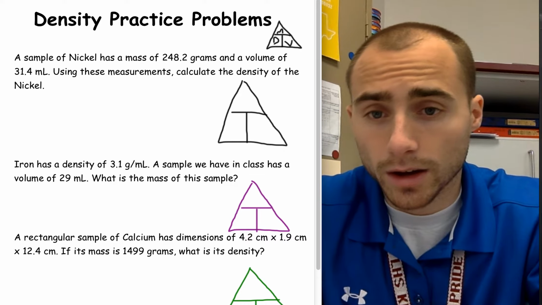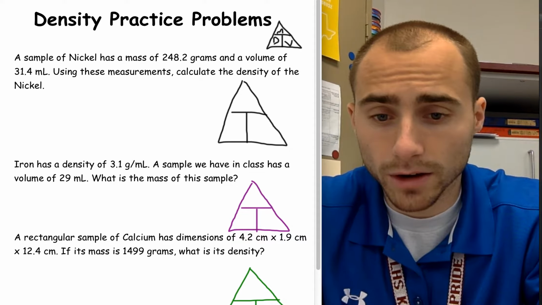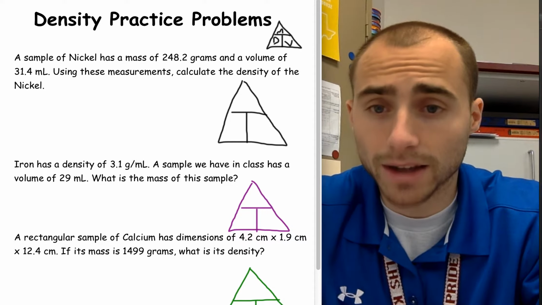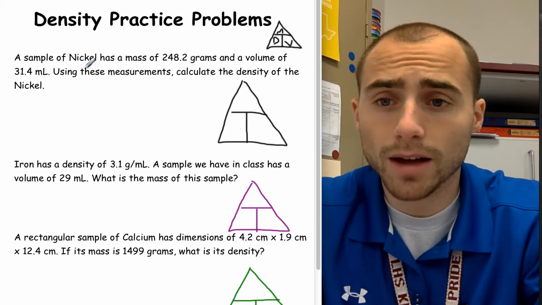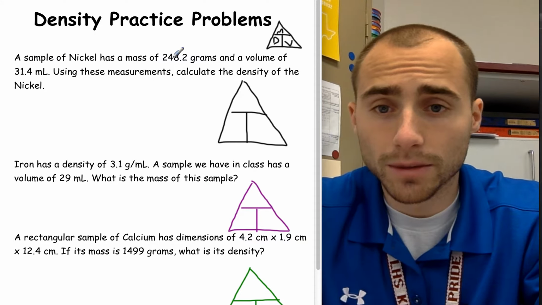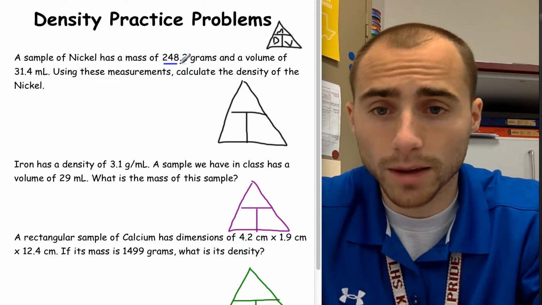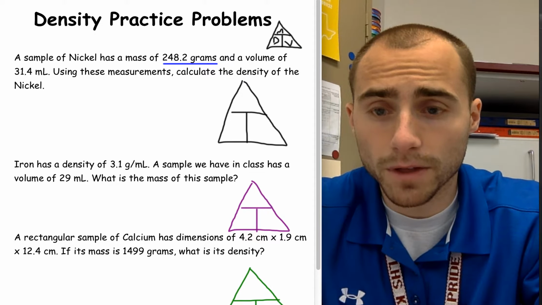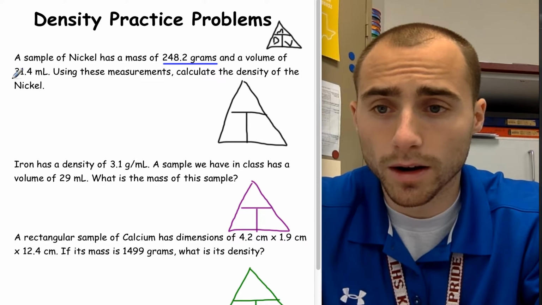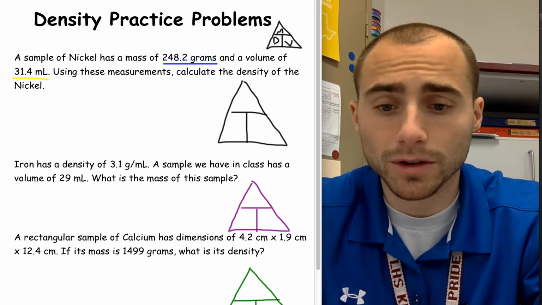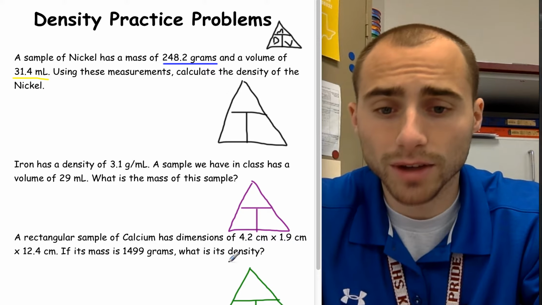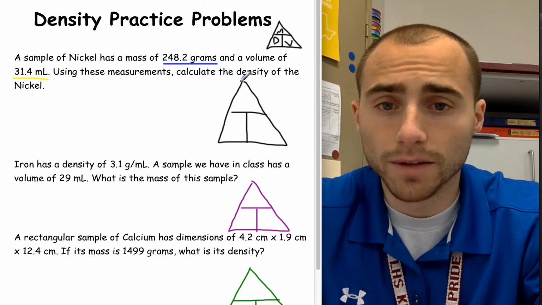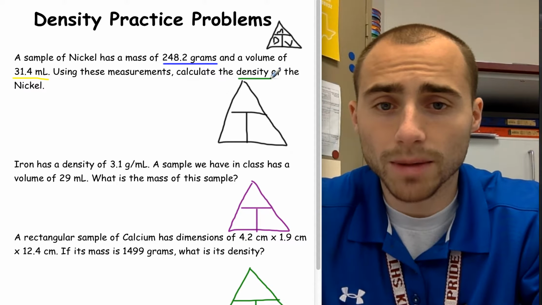So attempt to solve number one. I'm going to go ahead and start going through it now, so you should have an answer. You should just pause the video and get an answer. I'm reading through it. A sample of nickel has a mass of 248.2 grams. I want to underline that because that's going to be important. And a volume of 31.4 milliliters. So those are the two numbers I'm given. Using these measurements, calculate the density of nickel.